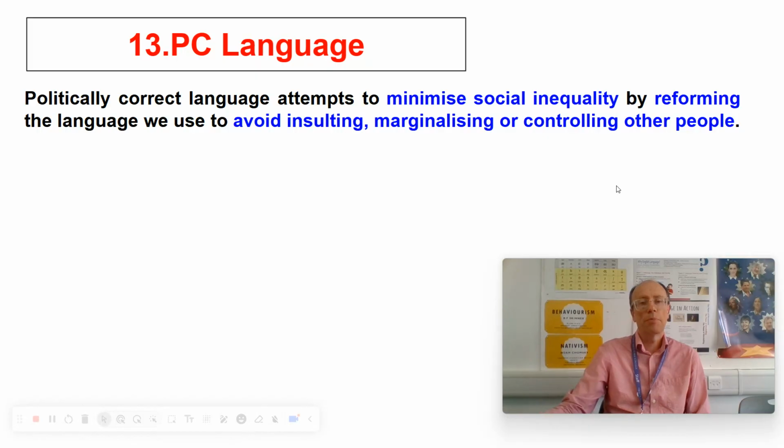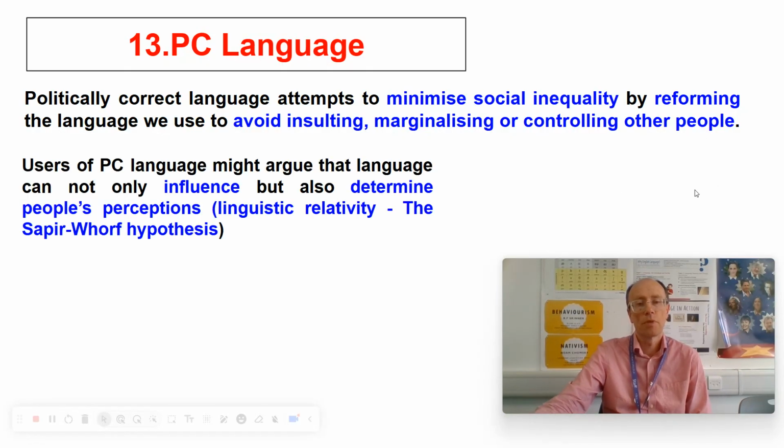We're now going to go on to language change concept number 13, which is good old PC language. So politically correct language. And what is the point of PC language? Well, what it tries to do is attempt to sort of minimise social inequality by reforming the language so that we avoid language that is insulting, marginalising or controlling other people.